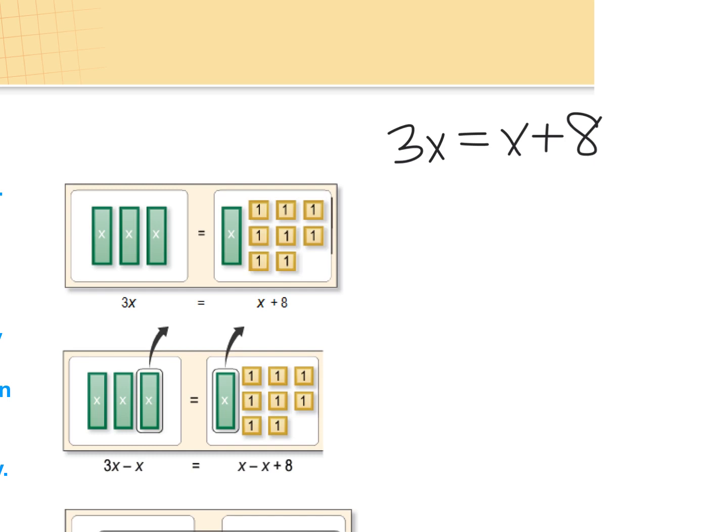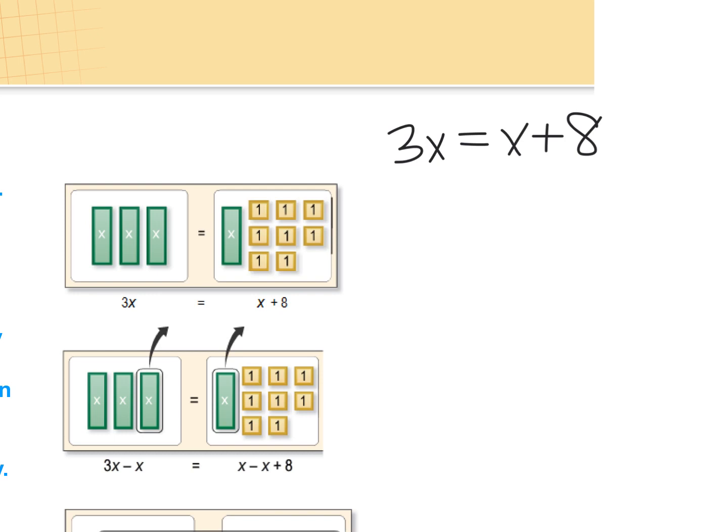Now, what do you notice about that? There's no number. And there's x. There's two variables, right? We want to get them together. Okay? So what do we think? Ideas. We want to get them on the same side. Minus 8. I don't know.